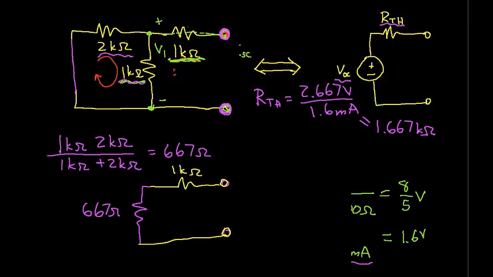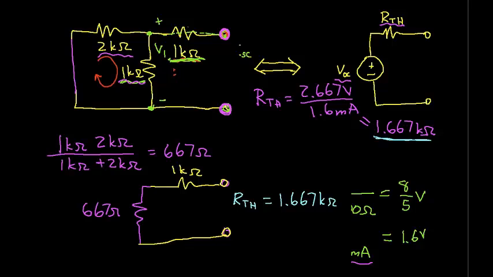Okay, now I have a 1k ohm in series with 667, which basically says then that my Thevenin equivalent is going to be the equivalent of these series resistors, which is 1.667 k ohms, which turns out to be the same answer that we got when we did it by finding the open circuit voltage and dividing by the short circuit current. It's always kind of refreshing when these things work the way they're supposed to. So that pretty much concludes this example.